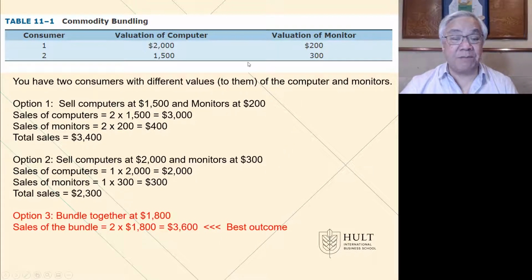In that situation, both will say, yes, I'll buy. Number two will, because that's what they're willing to pay, 1,800. And number one will pay 1,800 because they're willing to pay 2,200. So they're going to feel they got a deal. But look at what happens to you.